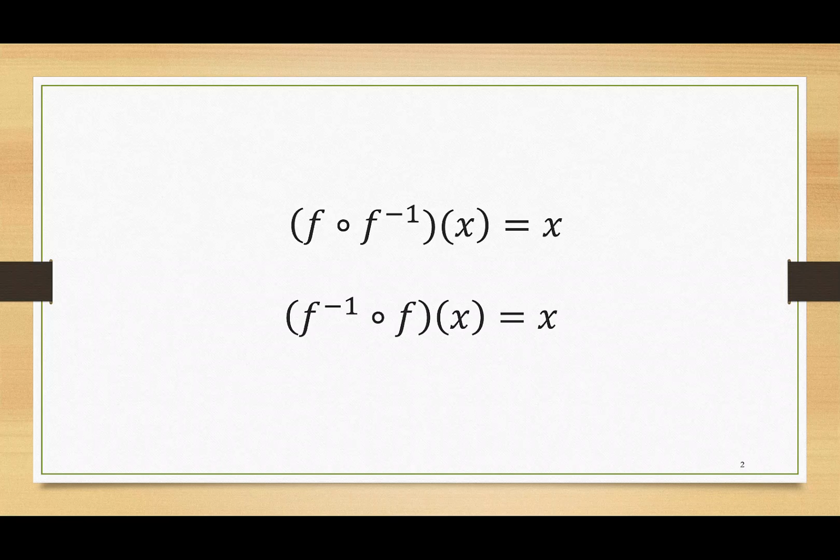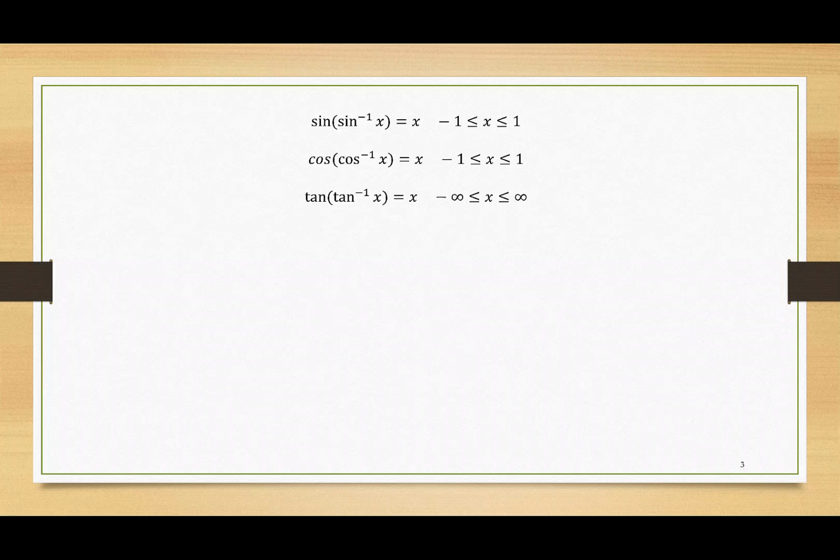Hopefully you remember that when you find f composite f inverse of x, you get x, and when you find f inverse composite f of x, you get x. There's a little twist we have to do when we look at inverse functions, and primarily that has to do with domain. When we look at the sine of sine inverse of x, we get x, but x needs to be greater than or equal to -1 and less than or equal to 1.